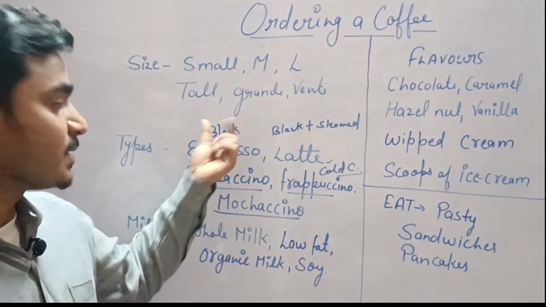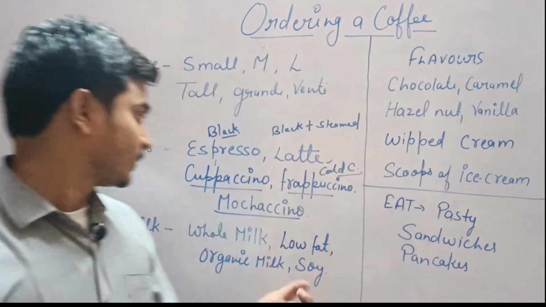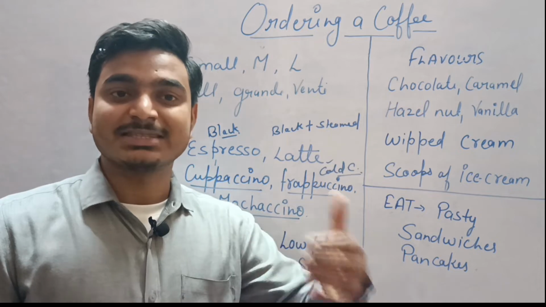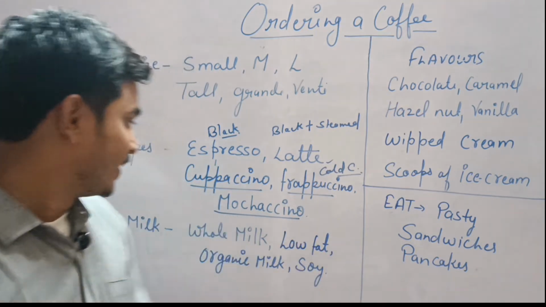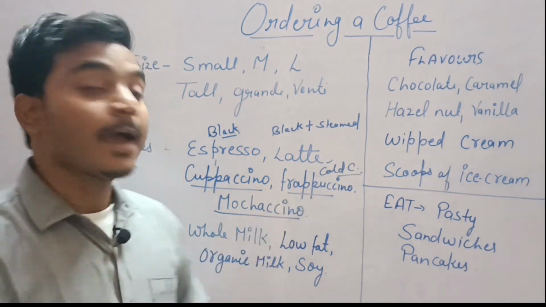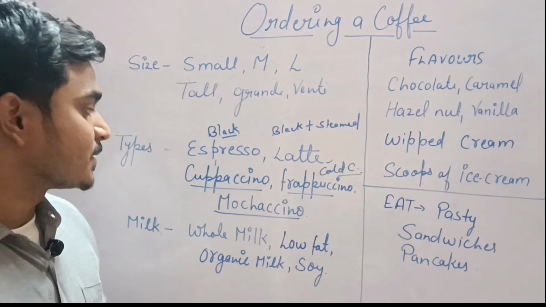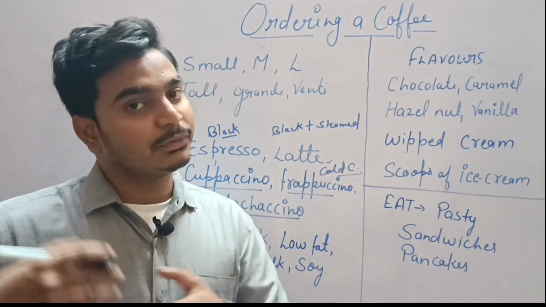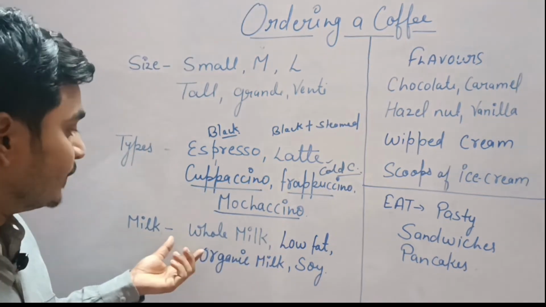So espresso is a black coffee, latte is a black coffee plus steamed milk. Next one is cappuccino. Cappuccino is a black coffee plus steamed milk plus milk froth. The design you see, okay, heart one. Next one is frappuccino. Frappuccino is cold coffee, and the last one is mochaccino. Mochaccino is a coffee with chocolate flavors, but they also offer milk in it.